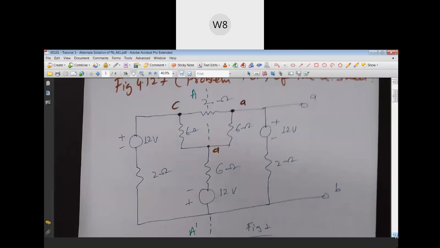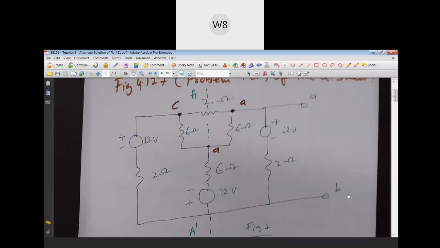However, if we observe this circuit carefully, we note that this circuit is symmetrical about line A and A dash. That is, the left hand side and right hand side about A and A dash are a mirror image of each other. So we can exploit this symmetry to cut down the number of steps or the number of unknowns involved in solving this problem, specifically for the purpose of finding the Thevenin voltage between node A and node B.